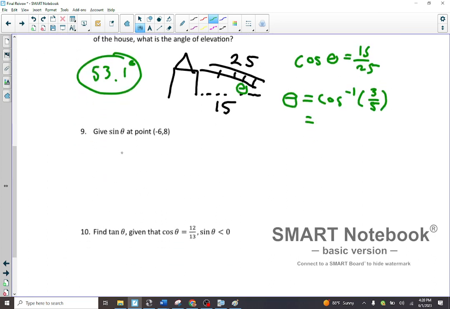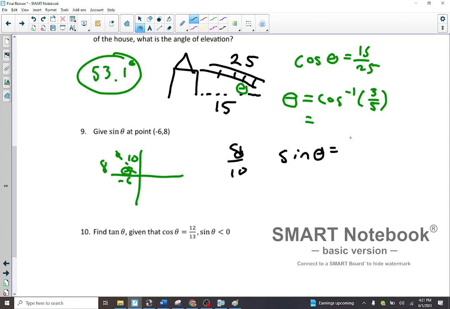Sine. So sine theta is the point negative 6, 8. So I'm going left 6, up 8. I have a line right here, and I put a theta here. So I know it went 6 to the left and 8 up. You can find the hypotenuse, which is 10, if you did the math. So it's negative 6, 8, 10. In this case, I want sine of theta, so I want the opposite, which is 8, over the hypotenuse, which is 10. So sine of theta, simplified, is 4 over 5.